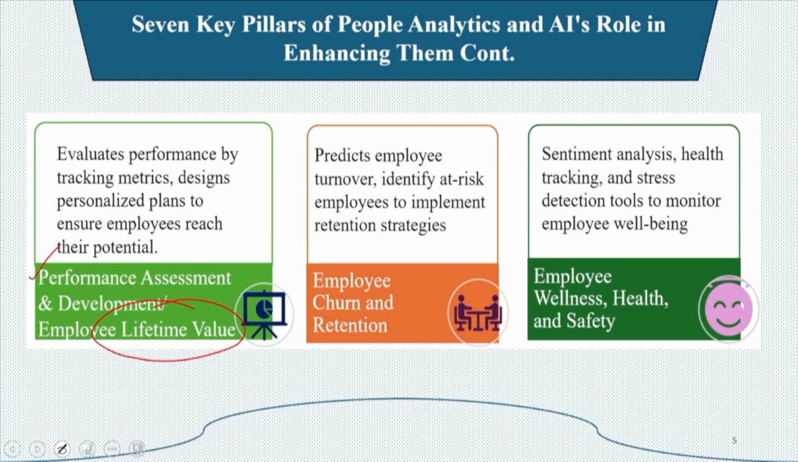We have another pillar, employee churn and retention. So I hope you understand what I mean by employee churn. AI predicts employee turnover by analyzing factors such as job satisfaction, engagement levels and external job market trends. So by identifying at-risk employees early, organizations can actually implement retention strategies to improve satisfaction and reduce any pain or any concern for that matter.